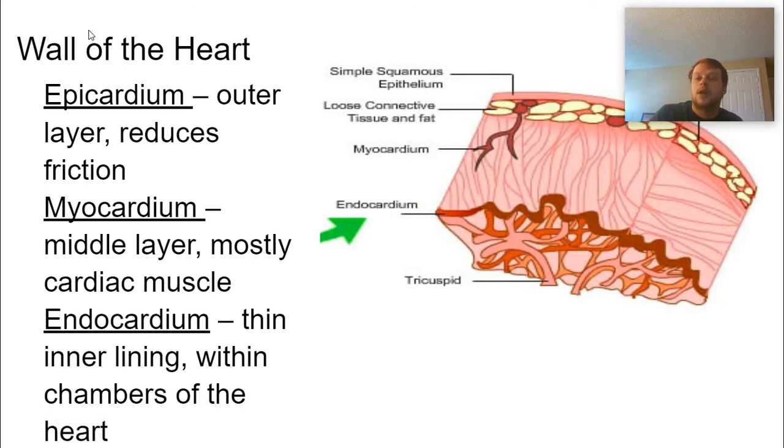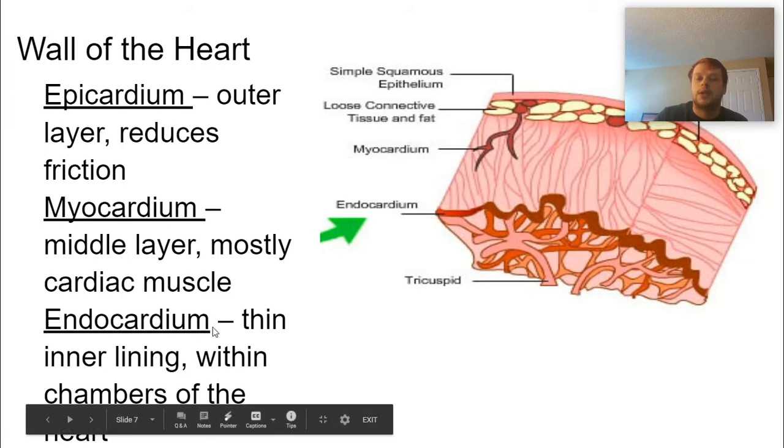So if we look at the heart on a microscopic level, if we were to look at it under a microscope, we have a couple of different parts. You have the epicardium. Remember, the prefix epi means upon, so it's generally the outside layer, and its job is to reduce that friction between the heart and the pericardium. We have the myocardium. This is the middle layer. The prefix myo means muscle, so this is where most of the heart muscle or cardiac muscle is located. And then you have the endocardium. That's the thin lining on the inside, right here, within the different chambers.